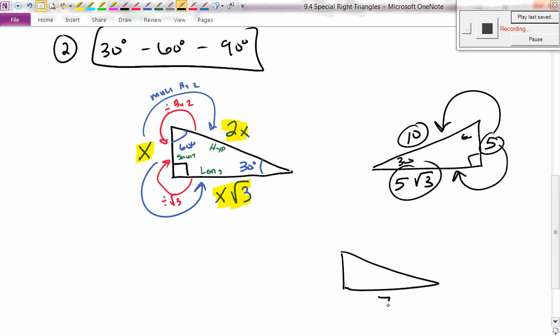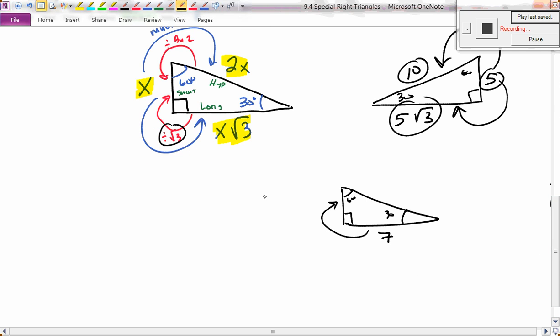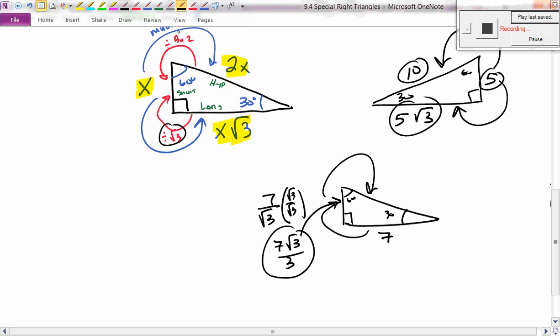What if I told you that this was 7 down here? Again, 30, 60, and 90. Well, to go from the long side to the short side, I need to divide by the square root of 3. So the short side would be 7 divided by the square root of 3, and again, I need to multiply top and bottom by the square root of 3 to rationalize it. So I get 7 square root of 3 over 3 for the short side. Then going from the short side to the hypotenuse, I multiply by 2, so I take 2 times 7 square root of 3 over 3, which is 14 square root of 3 over 3. And there is your answer for that one.